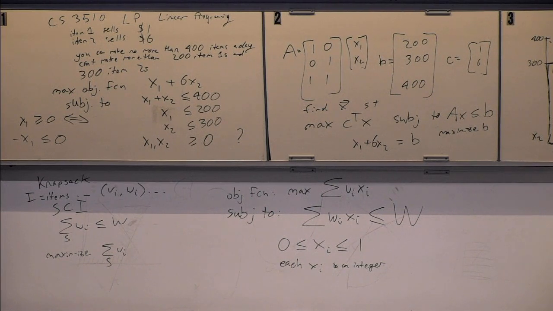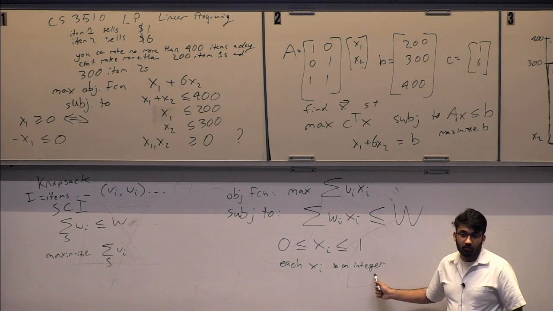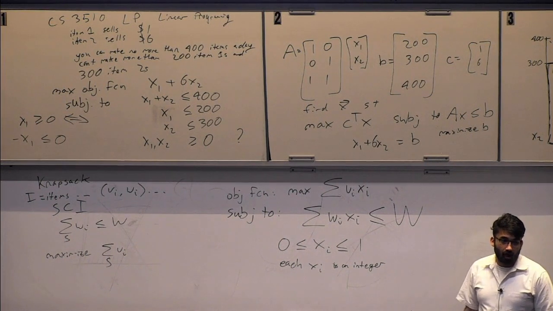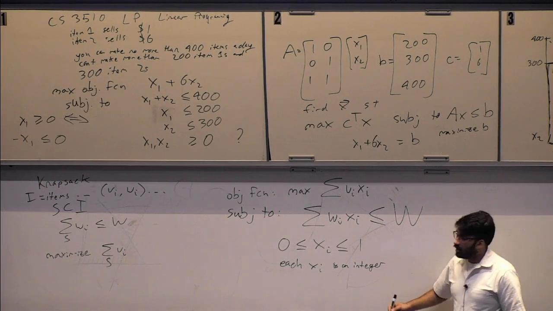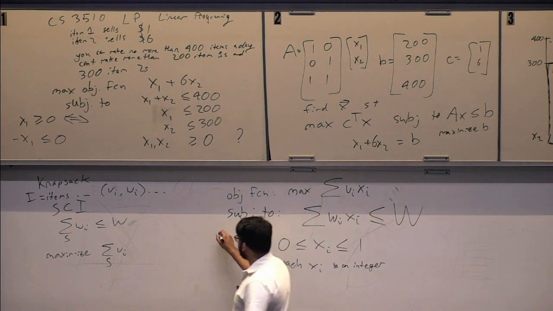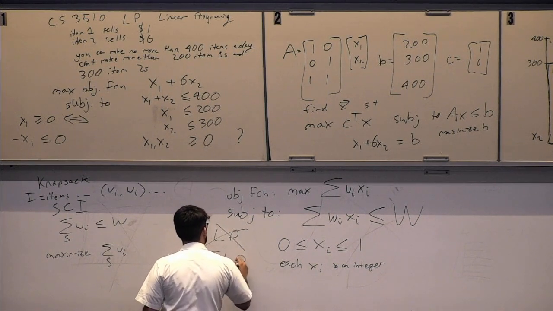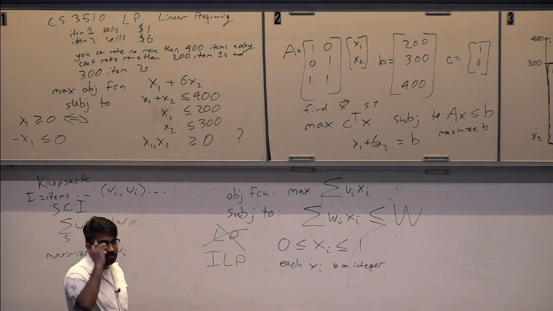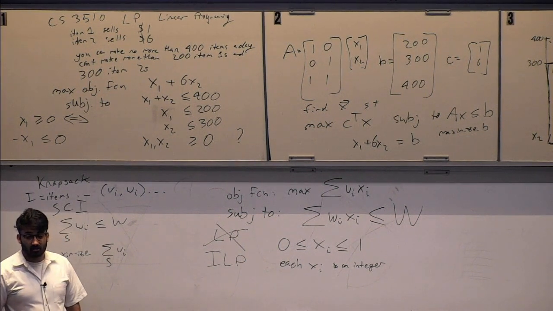This constraint down here, each x_i is an integer, is actually far more complicated than it seems. It changes the problem by a lot. This is not called an LP anymore. This is called an integer linear program, which is an ILP. The complexity in the study of ILP is far different, it turns out, than the study of LP.